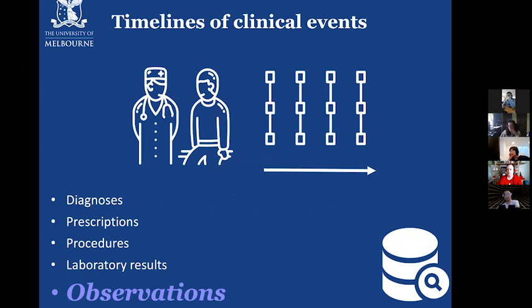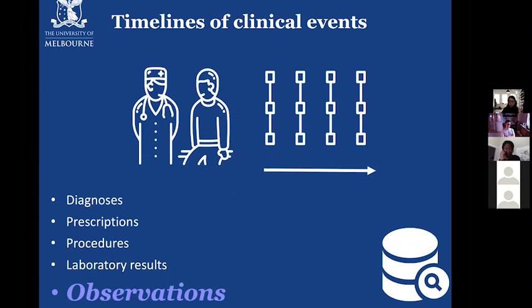And so that may consist of some structured information like diagnoses that are captured in codes. It may be prescriptions or procedures that are recorded in the electronic health record. But one key element of that is also observations that are made. And by and large, those observations are going to be captured in the free text portions of the electronic health record.